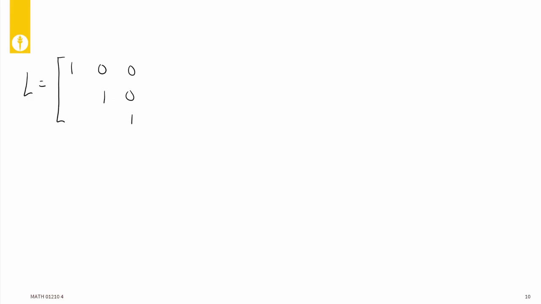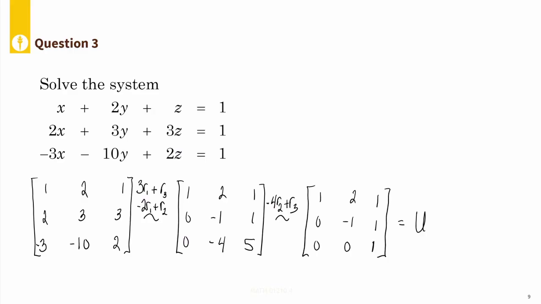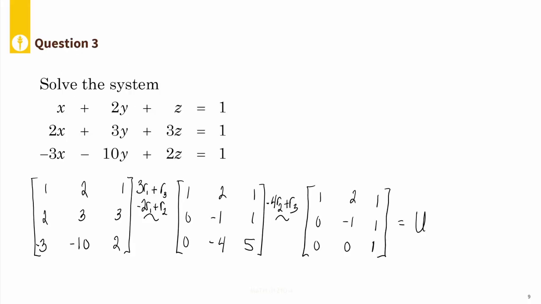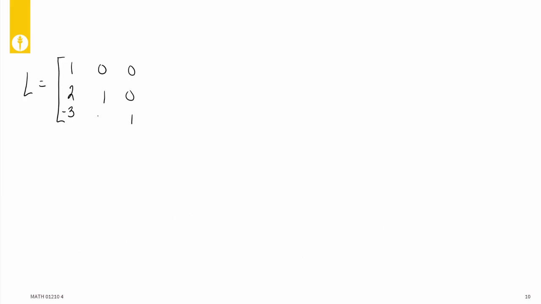Right, and then of course L is set up, 1 on the diagonal, 0's above, and then it's going to be in the first column 2, -3. And the second column is +4 to finish it off. And again, I'm just going to rewrite U.